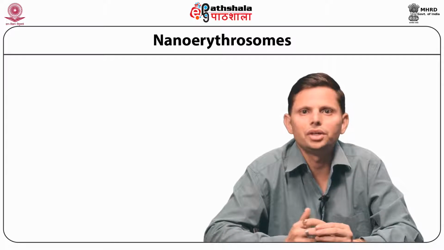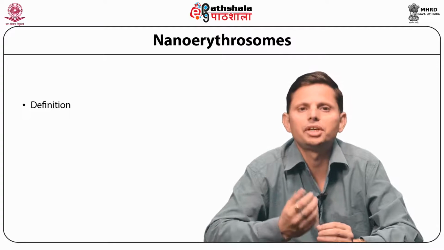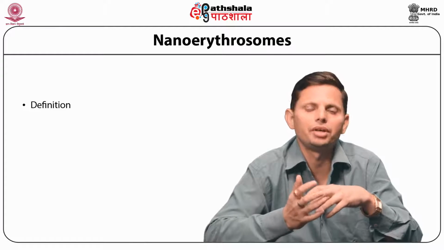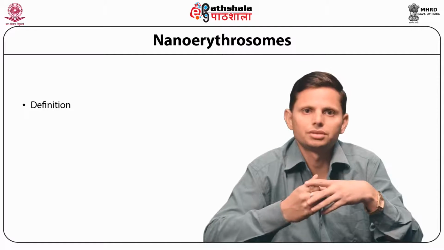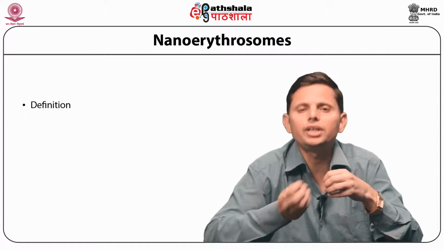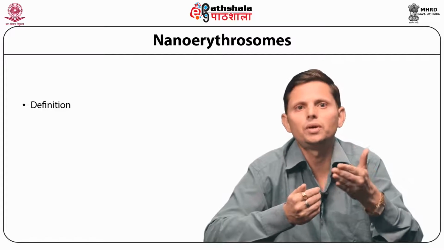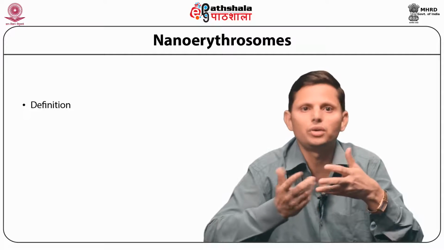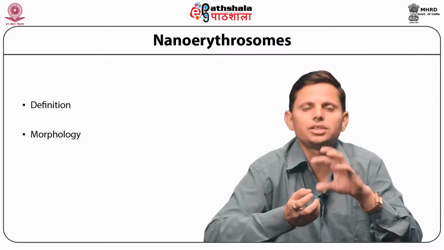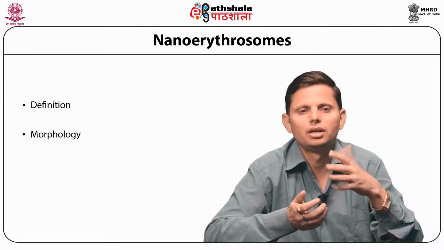Now we will talk of nanoerythrosomes. Nanoerythrosomes, we defined, are tiny vesicles made by the sequential extrusion of RBCs through polycarbonate membrane filters of varying porosities under the influence of nitrogen pressure. These have an average diameter of 100 to 200 nanometers. That's why these are termed nanoerythrosomes, because the size lies in the nano range. Morphology: they are regular vesicles in shape, and the structure involves phospholipids and proteins.